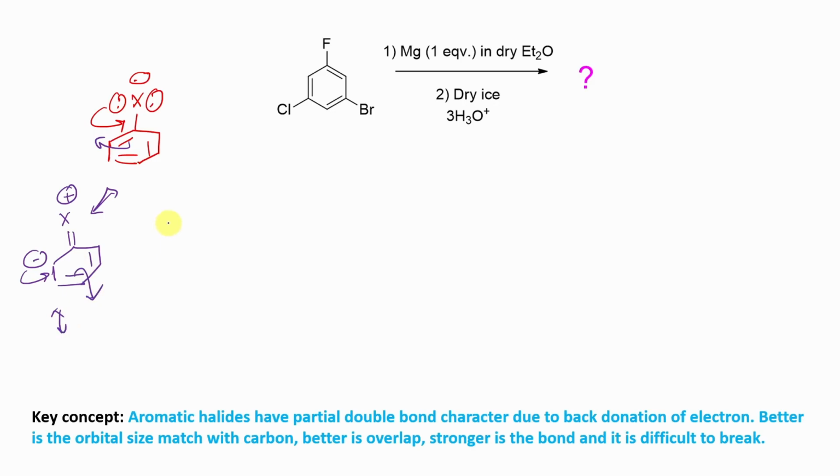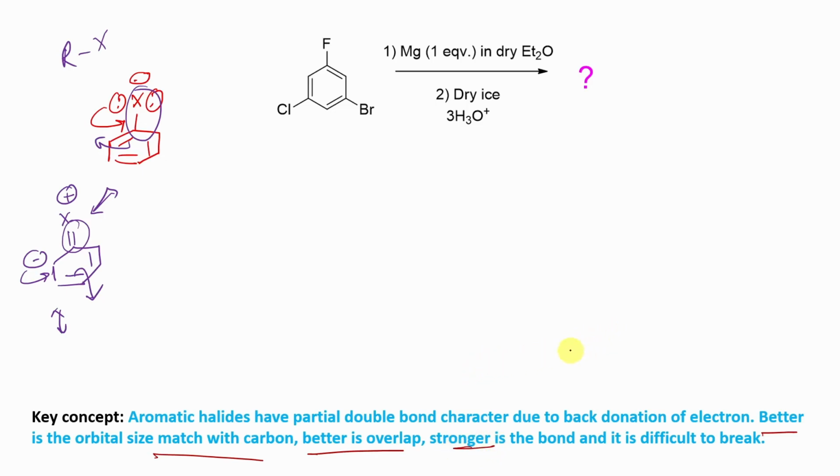What message? That this carbon halogen bond is stronger compared to the aliphatic one. Why stronger? Because it has some partial double bond character too. So consequently you can expect that it is difficult to break because of this donation. Now how is this donation actually affected? Based on orbital size. The better the orbital size matches with the carbon, the better is the overlap. If overlap is more, obviously the bond will be strong, and if the bond is strong, it is difficult to break.